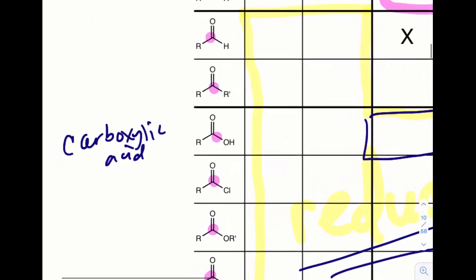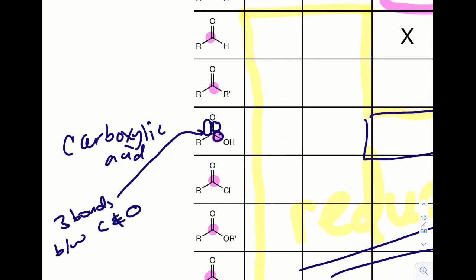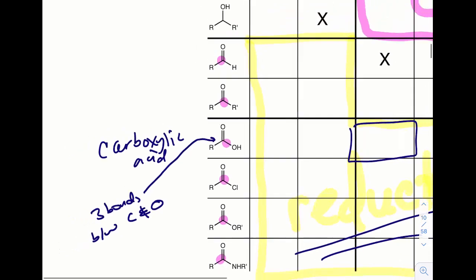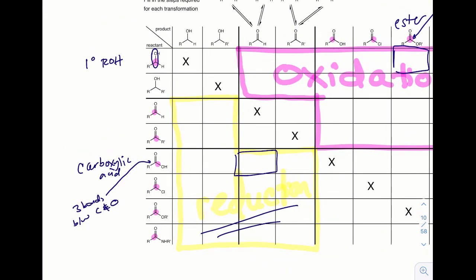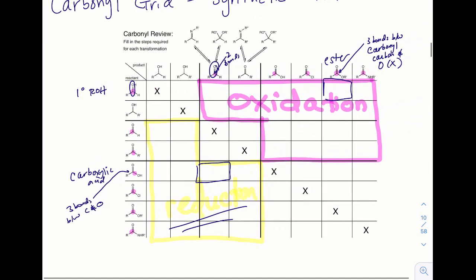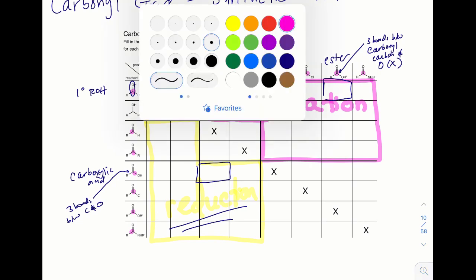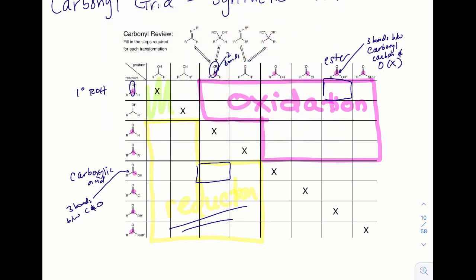The carboxylic acid carbonyl carbon contains 3 bonds between carbon and oxygen, whereas for the aldehyde, way up here, there are 2 bonds between the carbonyl carbon and oxygen. And then the squares that have not been color-coded, we'll color them in orange. Those squares represent neither oxidation nor reduction.